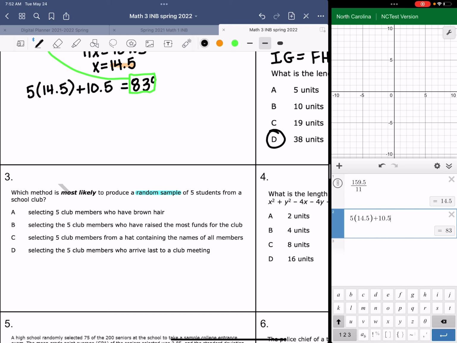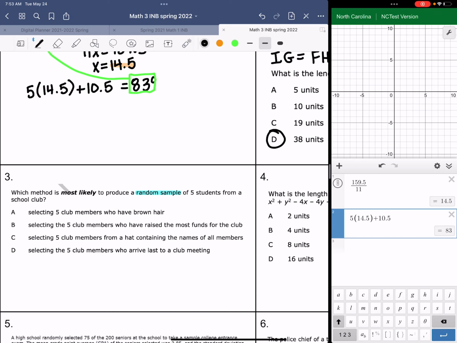So we want a random sample of students from a school club. So it says which one would most likely. Selecting 5 club members who have brown hair, selecting the 5 club members who have raised the most funds for the club, selecting 5 club members from a hat containing the names of all the members, and then selecting 5 club members who arrive last to a club meeting.